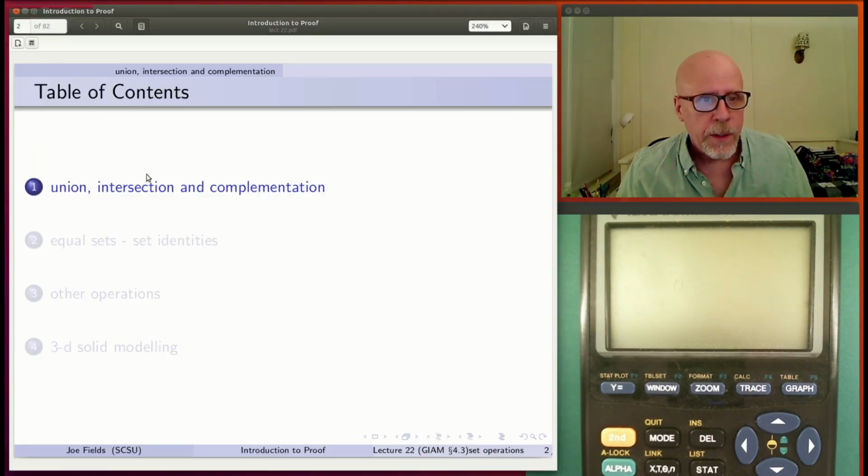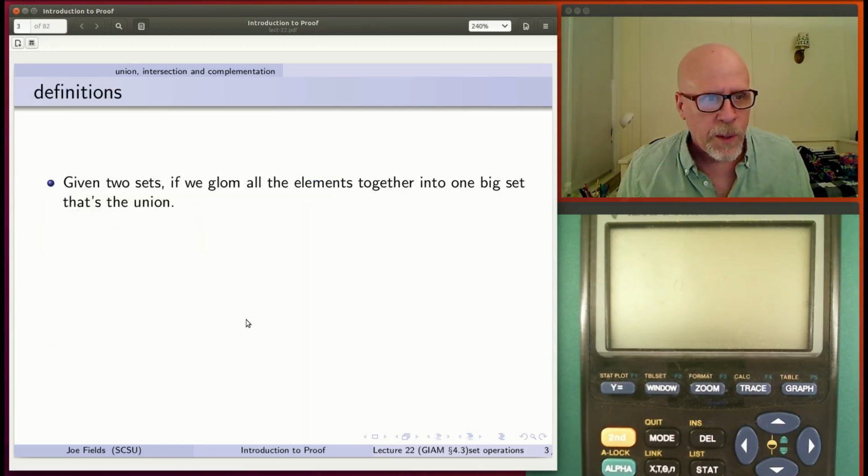The layout today is, like I just said, we'll do union, intersection, and complementation. Talk a little bit about how we can tell when two sets are equal, and so develop some identities about sets. That will be dealt with in rather more detail in the very next lecture. So that's just an intro to it. A couple of funky operations next that are special to sets, not terribly parallel with anything in logic. And finally, I'm going to show you an application of set operations to 3D modeling, which I think will be kind of fun. So let's get rolling here.